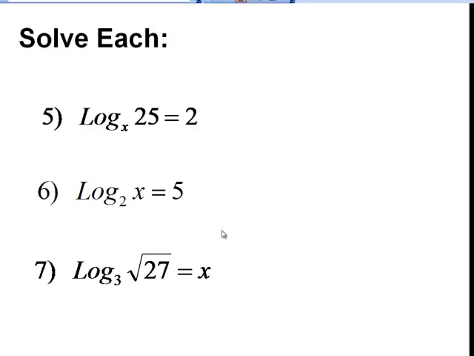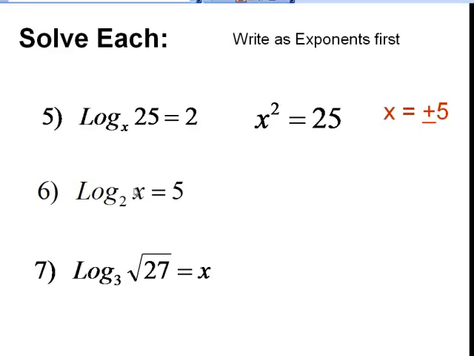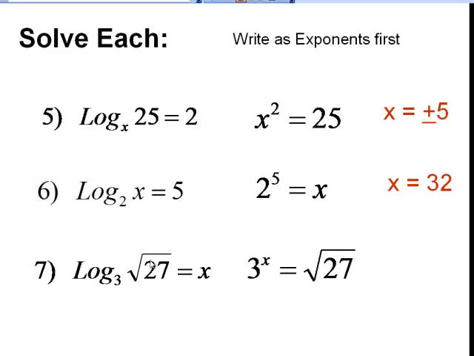Okay, solving. We can also solve equations. Rewrite x to the 2nd equals 25. If x squared is 25, then x is equal to plus or minus 5. Next, 2 to the 5th is equal to x, and so x is equal to 2 to the 5th, which is 32. Then 3 to the x equals the square root of 27. Now we need our bases the same. The square root of 27 is 3 to the 3 halves. A square root is a half power, and 27 is a cube. These are the same, so you get x is equal to 3 halves.